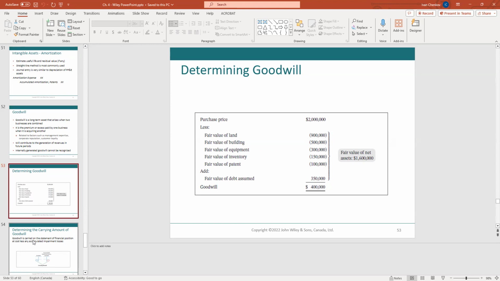Why can we have goodwill? Because we see value when other people don't see it. We're thinking that this business is going to give us something else. Is it going to be an increase in the market share? Is it going to be access to the customers that we want? Regardless of what it is, it's worth enough to pay $400,000 more.